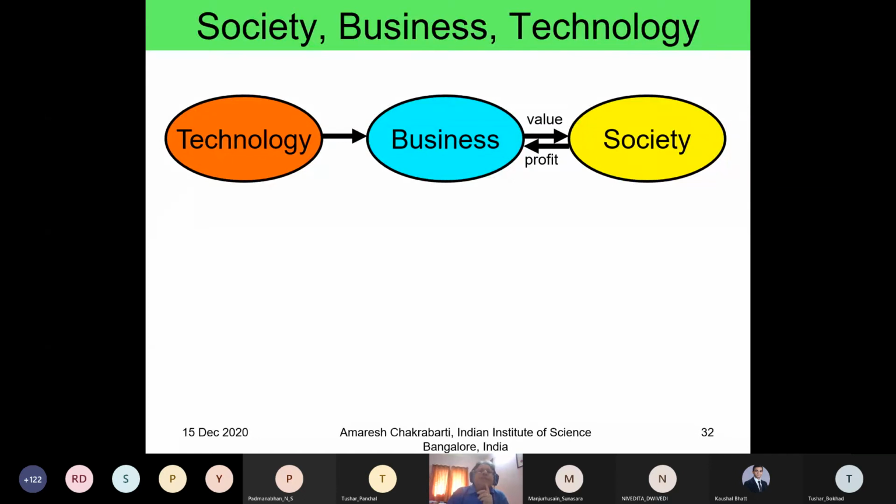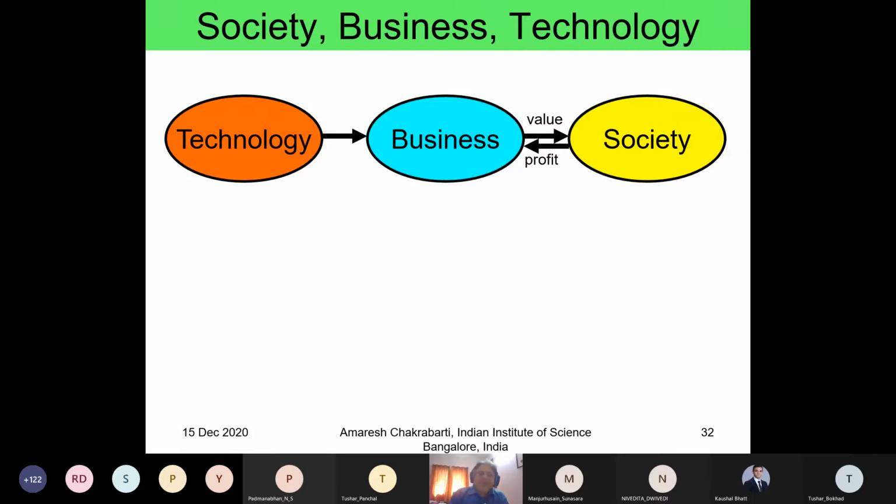Now this is a very simple diagram to clarify what it is that an innovation is trying to do. An innovation is an offering that a business is trying to make by combining technologies that exist or creating new technologies. And based on that, they are making a value proposition to the society. They are saying, this would be of value to you. And if society is happy with that, then the society gives them profit. So there is a transaction. Now this is true for any kind of business.